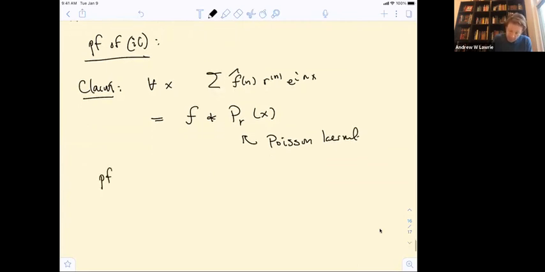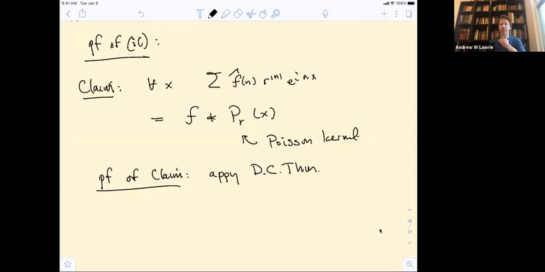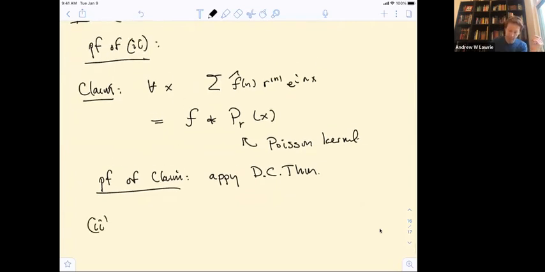And the proof of the claim is to apply the dominated convergence theorem. So I'm just going to give a quick sketch of this argument. Apply the dominated convergence theorem, and so the ingredient about exchanging limit and integral is done by the dominated convergence theorem. And then 2 follows from the fact that it's an approximate identity.